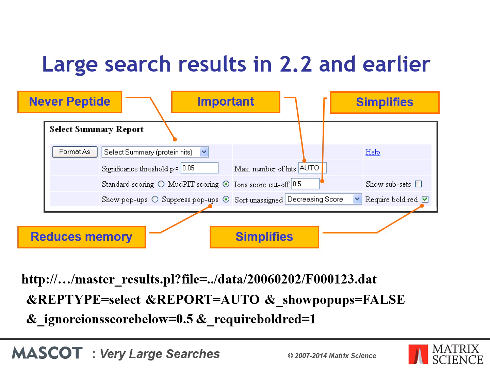Setting require bold red and an expect value cutoff will minimize the number of hits: &_ignore_ionsscorebelow=0.5, &_requireboldred=1. Note that the ions score cutoff is a score threshold when the value is 1 or greater. When the value is between 0 and 1, it is an expect threshold, which is often much more useful. I often set this to 0.5 to get rid of all the junk matches.